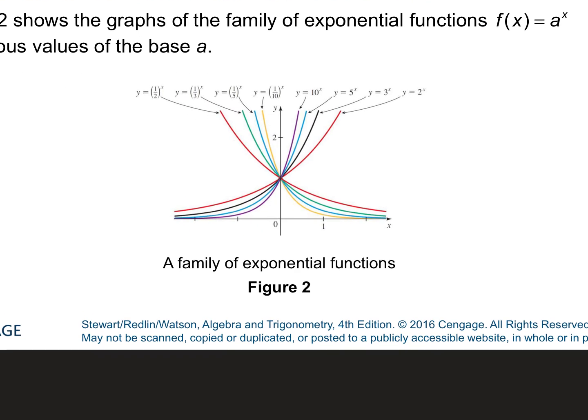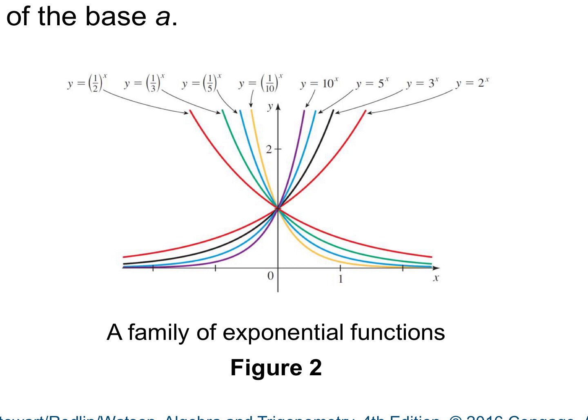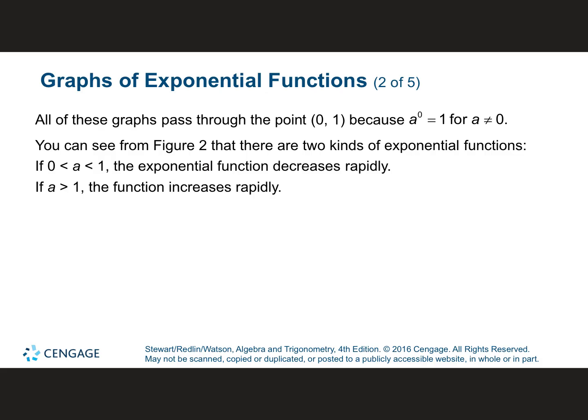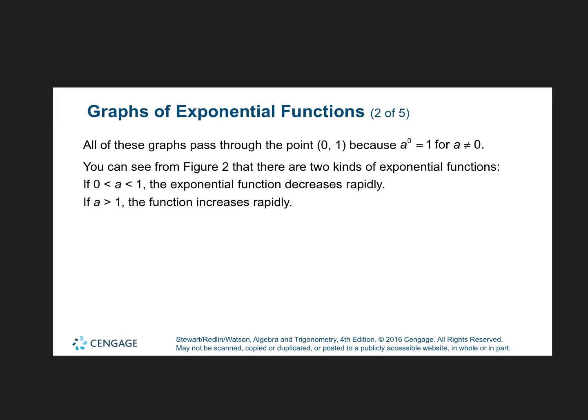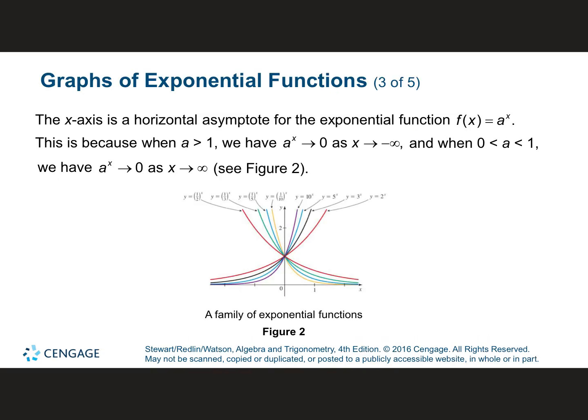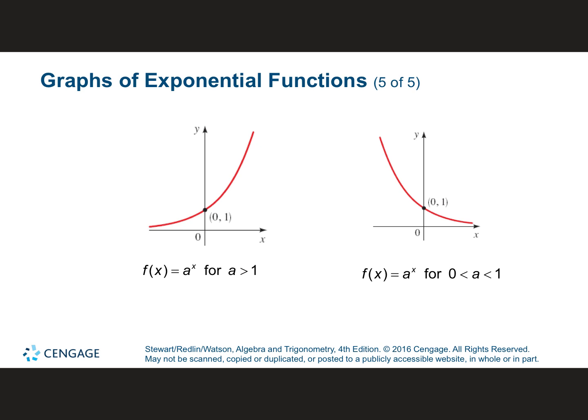All right, this is just showing you the different color lines with the different bases. Where do you notice all of these parent functions cross at on the y-axis? At 1. Right? When there's nothing being added or subtracted to the x to move it left or right, or at the end to move it up or down, it's always going to go through 1. That's what we just said, because a to the 0 power is 1. All right, good.